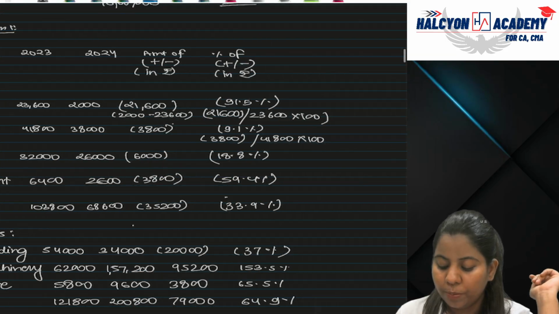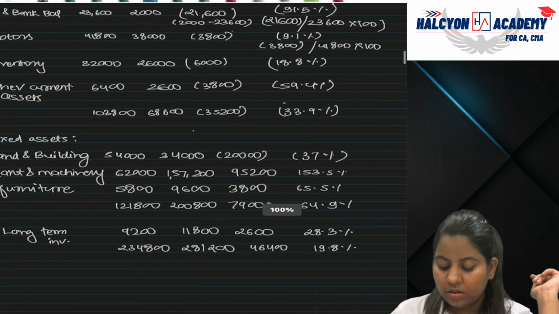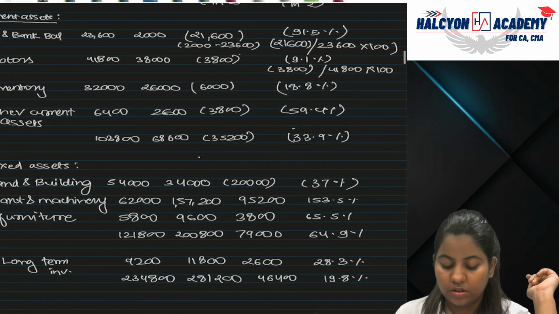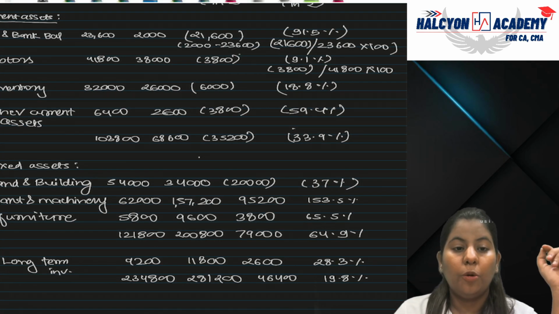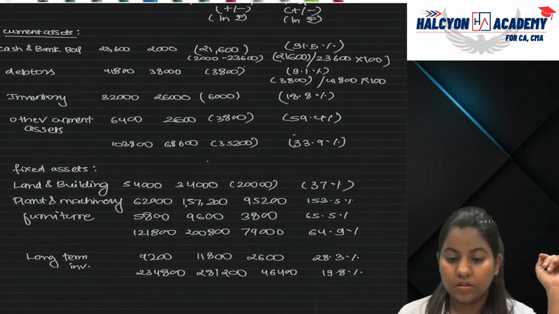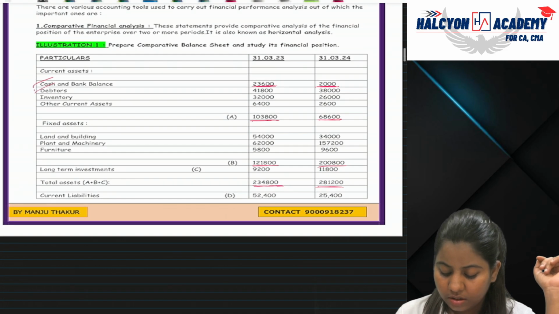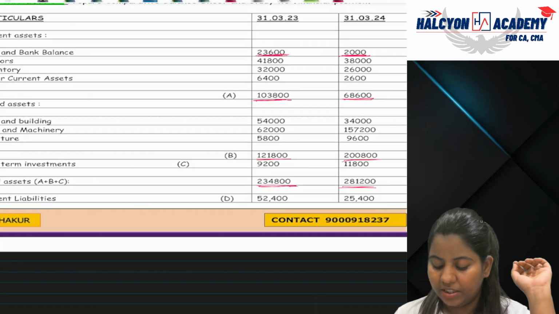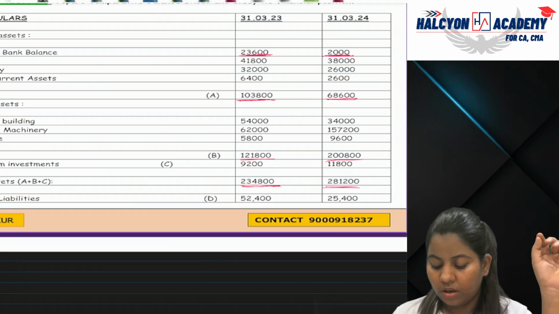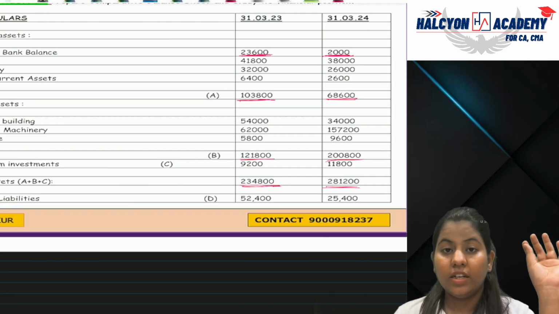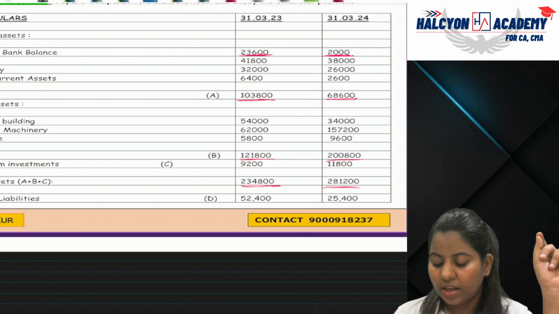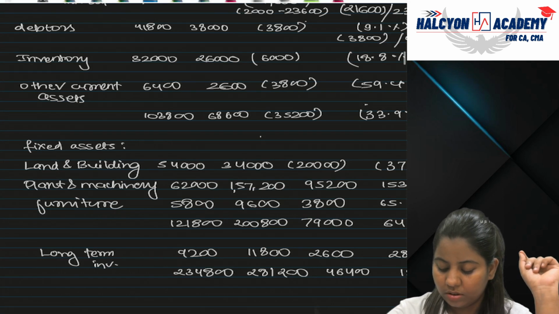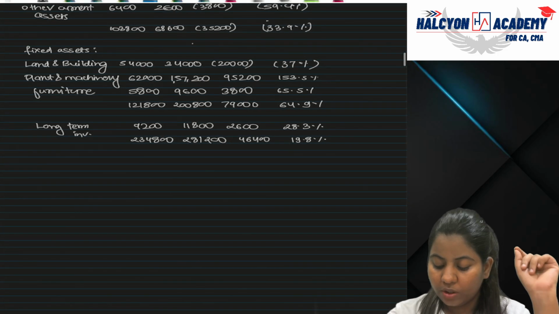So I hope it is clear to you all. Then let's come to the liabilities. First one is current liabilities. The current liabilities in previous year are 52,400 and in current year are 25,400. So we are done with total assets.